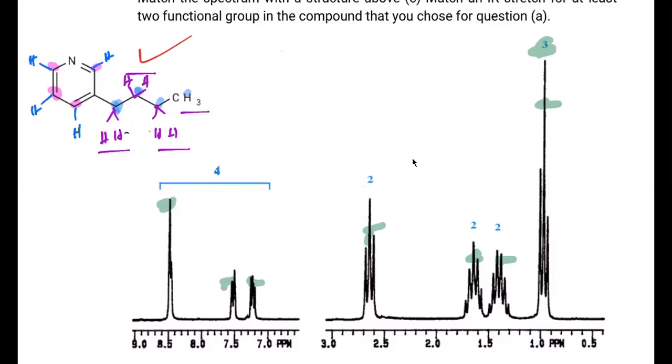And then why is it a triplet? Because it's next door to a CH2. So here, for this set of protons, N is 2, N plus 1 is 3. So it's a triplet, right? We're going to label them. I'm going to call it A. So that's signal A. All right, let's go to the next one.